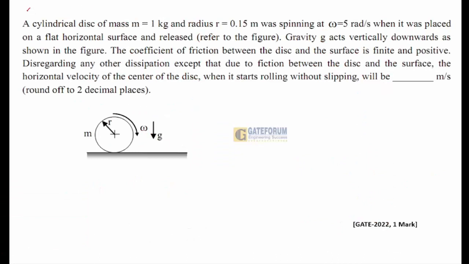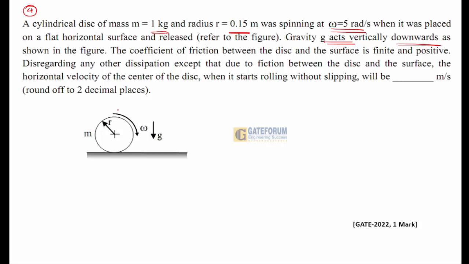A cylinder of mass 1 kg, radius 0.15 meter, spinning at omega equal to 5 radian per second is placed on a horizontal flat surface. When g acts vertically downward, the coefficient of friction between the disk and the surface is finite and positive. Disregarding any other dissipation, except that due to friction between the disk and the surface, the horizontal velocity of the center of the disk when it starts rolling without slipping will be dash meter per second.